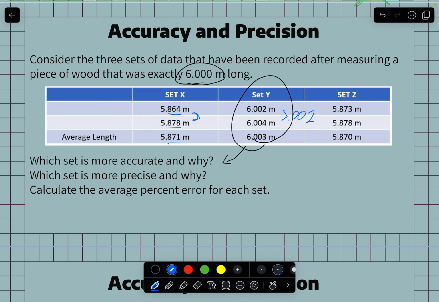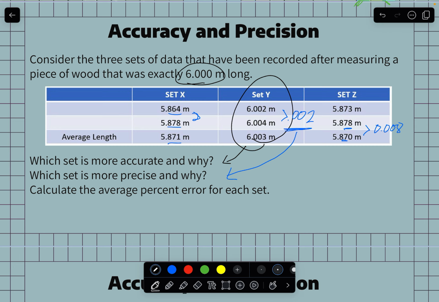Set Z, you have 0.873, 0.878, and 0.870. Not too far off again, but still it's a bigger gap. That's 0.008 off. So our most precise is also going to be set Y. But the reason is not because we're closer to 6.000, our target. It's because the numbers are closer together.